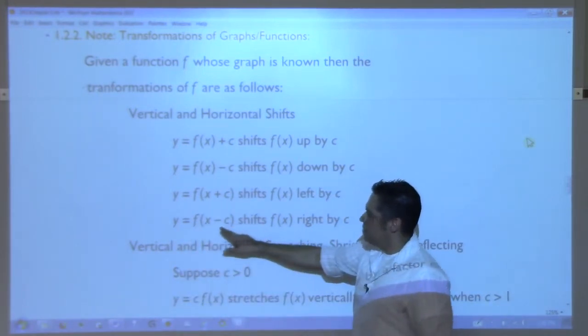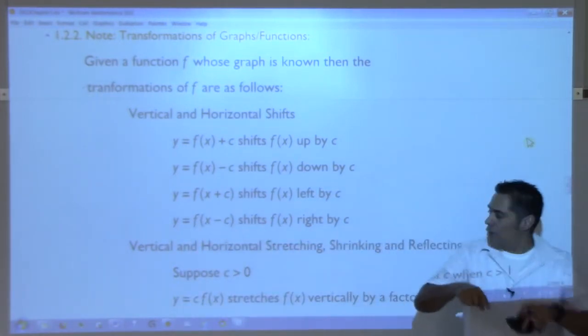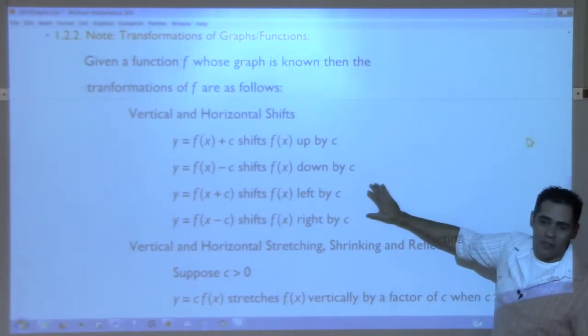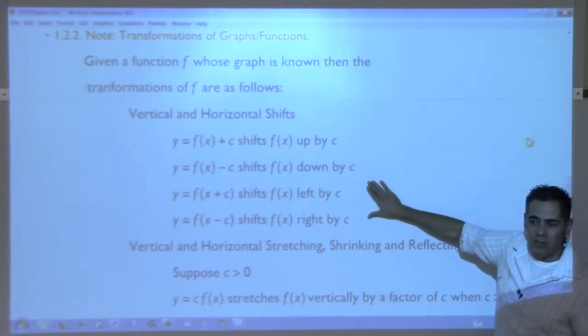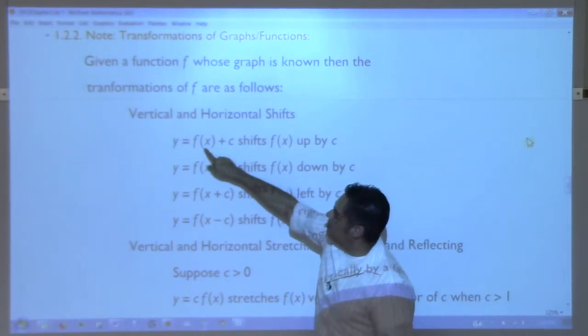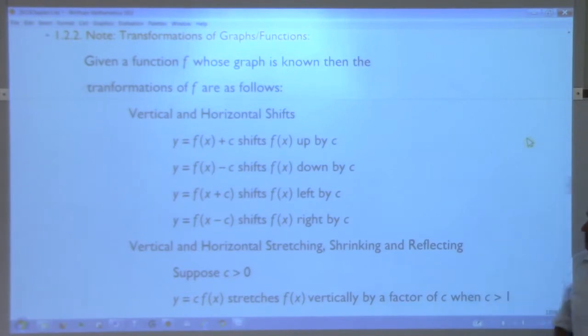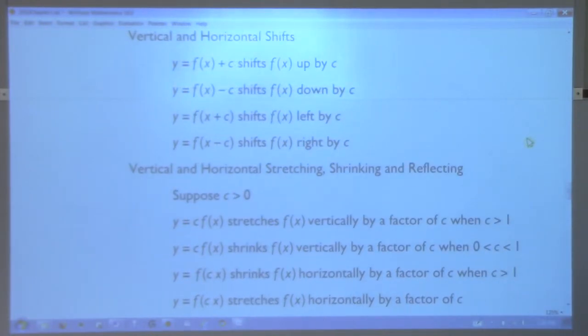And then this right here, if you subtract a number inside the function, it moves it to the right. So these are all translations or transformations of graphs. And this works for any function. If you know what that looks like, then doing this to those functions just moves it around. And then you have your stretching.